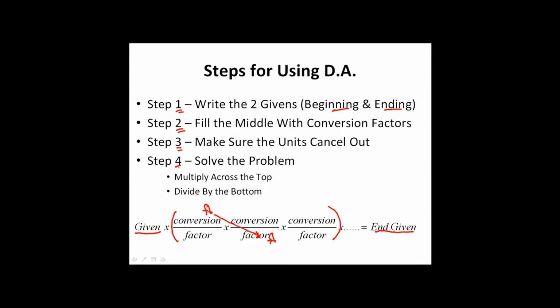Lastly, it's to solve the problem. Actually use the math to solve the problem. And generally, anything that is on the top, I multiply against. And anything that's on the bottom of the equation, I actually divide by. And we'll work some problems out, so it should be pretty crystal clear. But as long as you stick with the 4 steps, these should be pretty easy problems for you.